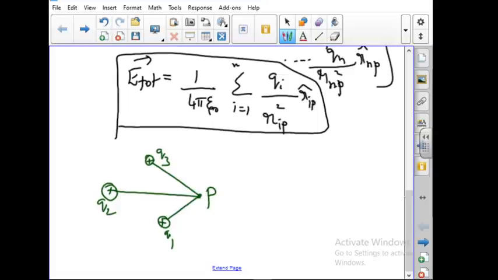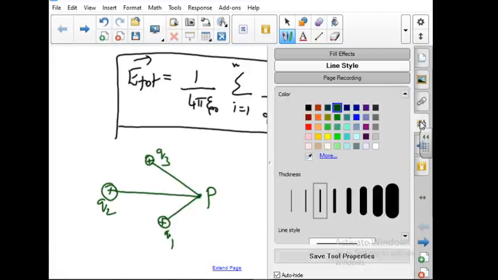And we know that if the charge is positive, what is the direction of the electric field? It is pointing outwards. And if the charge is negative, then the electric field is towards the charge. So we will draw the direction of the electric field first due to the individual charges.